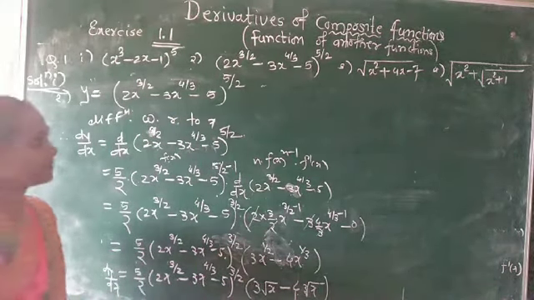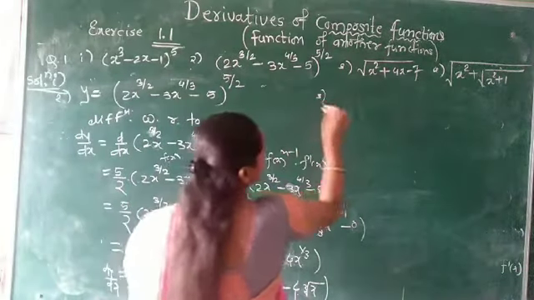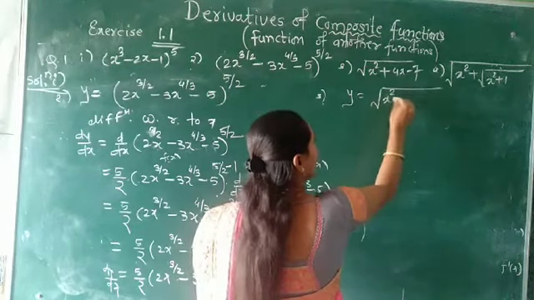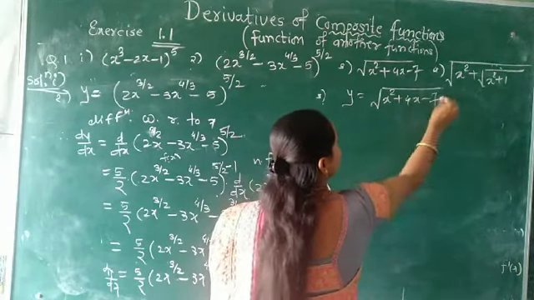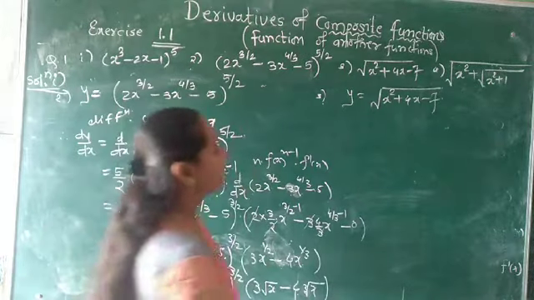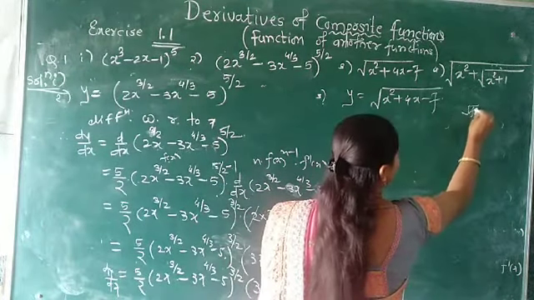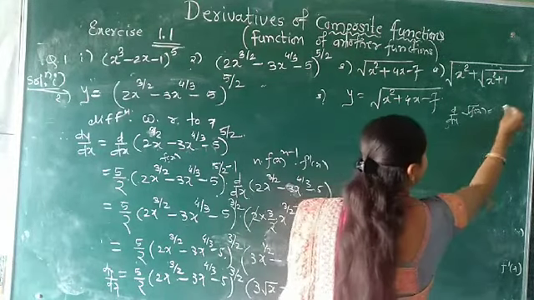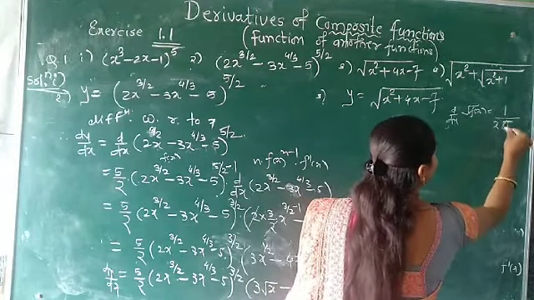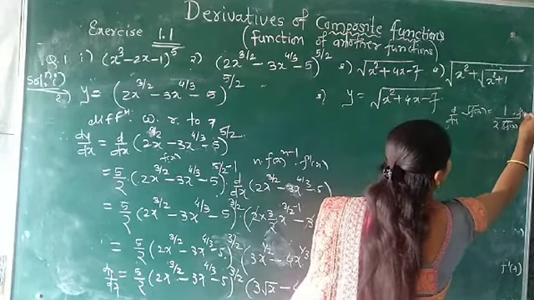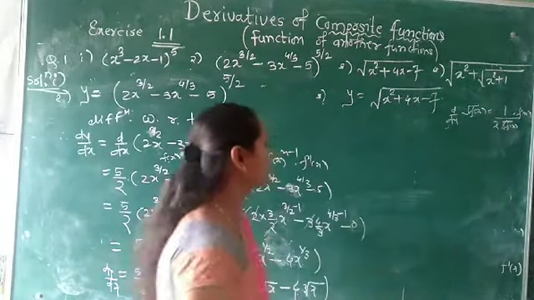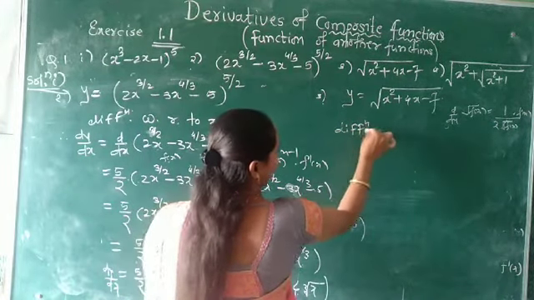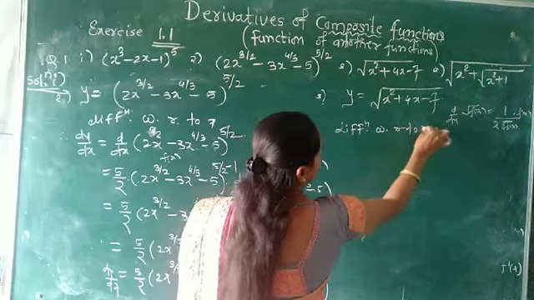Now the third example is y equal to root x square plus 4x minus 7. Again this is in the form of root f of x. And what is the derivative of root f of x? That is 1 upon 2 root f of x times the derivative of the function. So again differentiate with respect to x.